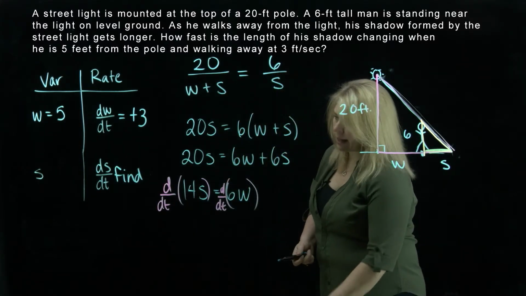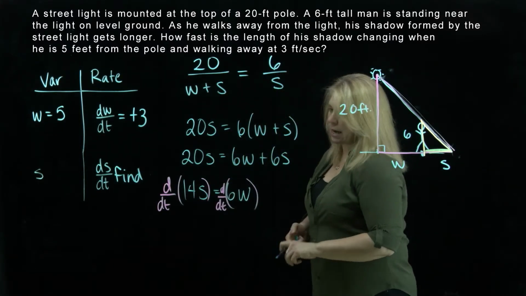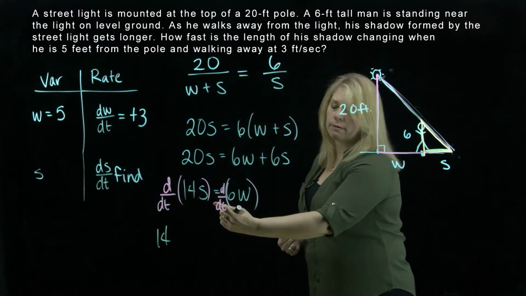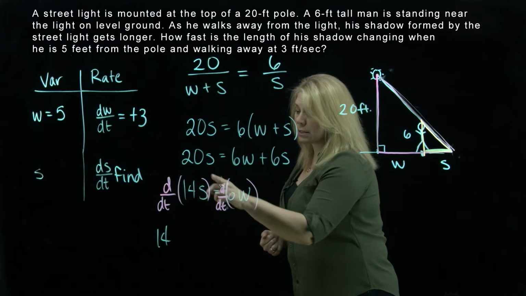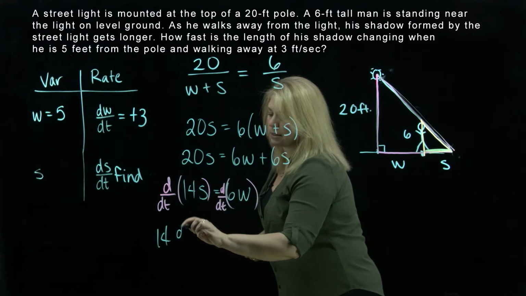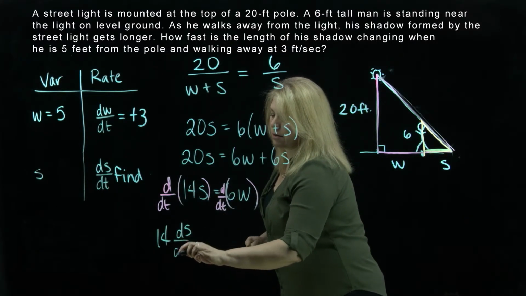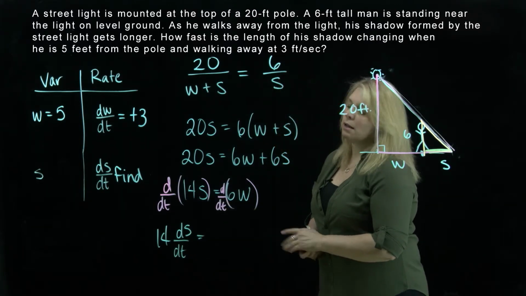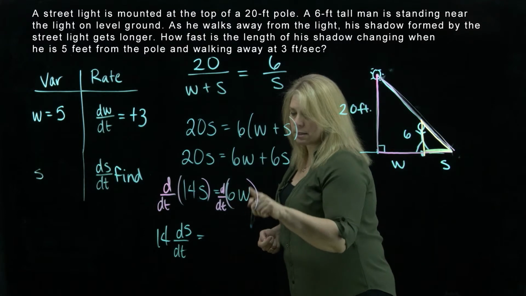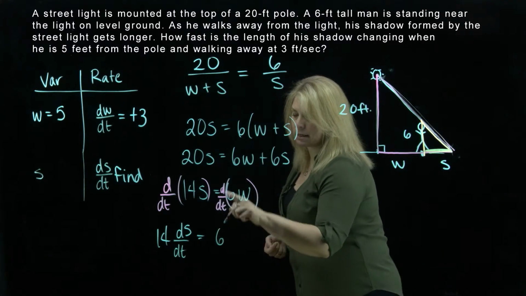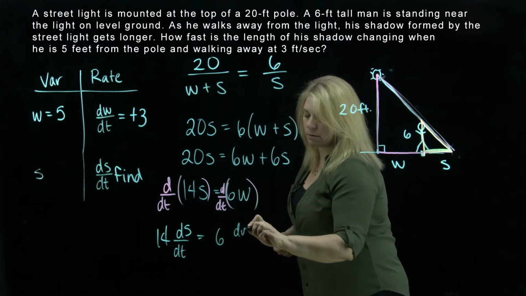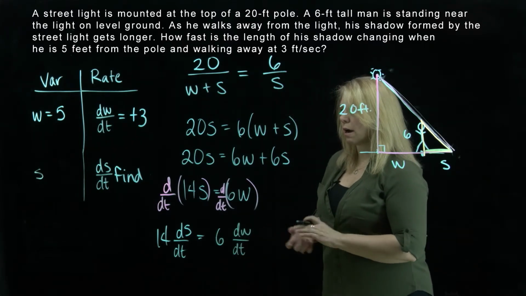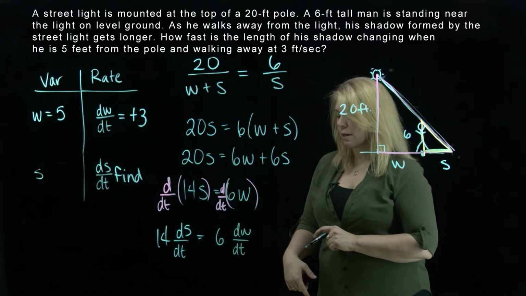All right, so on the left side, the derivative of 14S is just 14. Remember that we're differentiating with respect to t, though. We've got these rates of change. So 14 times dS/dt equals, and then on the right side, we've got 6. The derivative of 6W is 6, and then times dW/dt. Okay, so I'm now ready to find the information that I need.